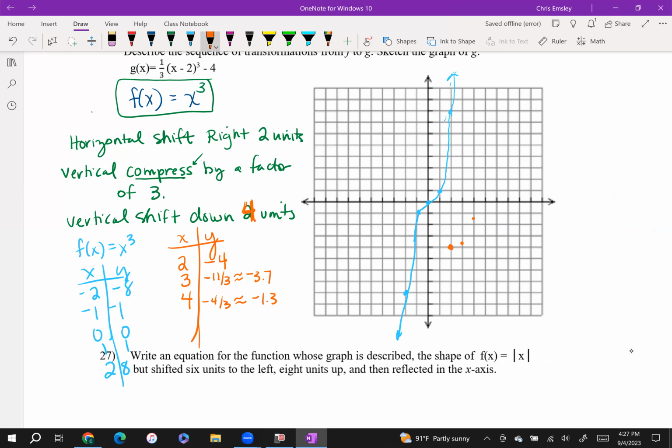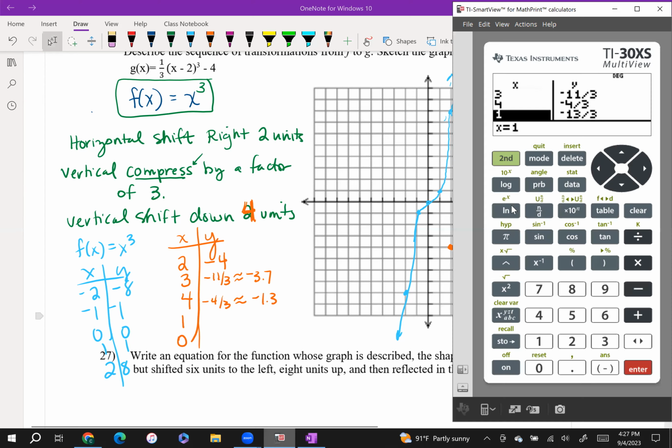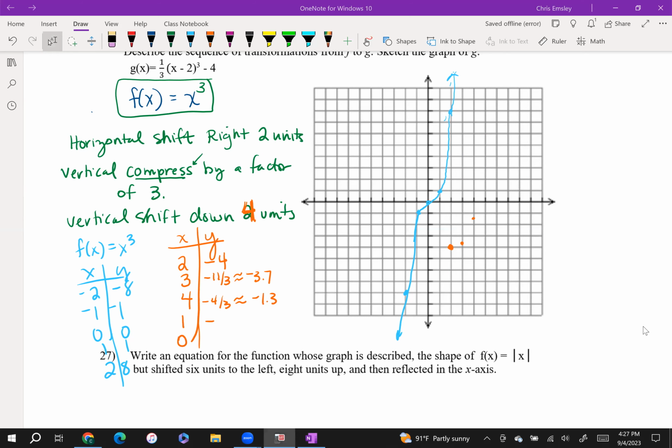Let's try also, how about 1 and 0? When I put a 1 in for x, and you can do this by hand also. You could calculate what this is, 1 minus 2 cubed times 1/3 minus 4. You can calculate that by hand. When I put in x equals 1, I get negative 13 over 3, which is negative 4.3. I just think the decimals are way easier to graph than the fractions. So 1, negative 1, 2, 3, 4.3, about there.